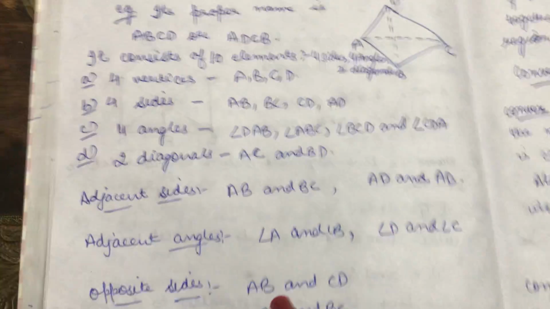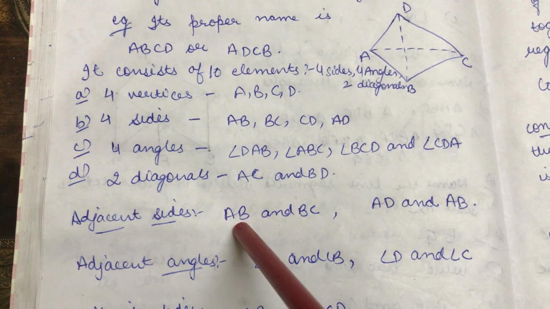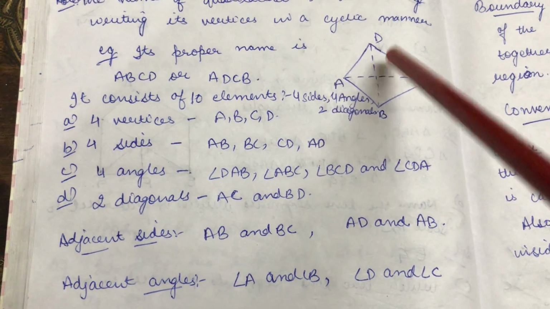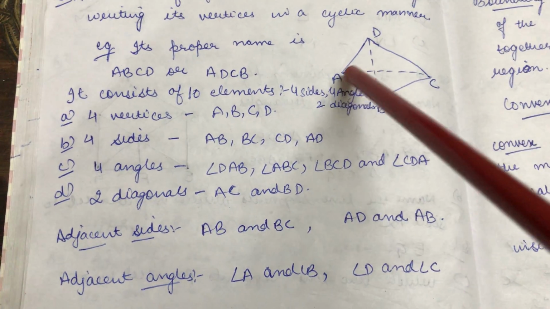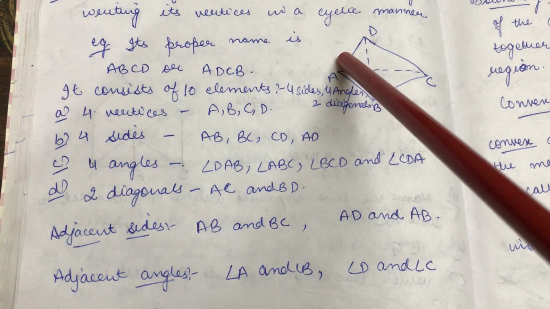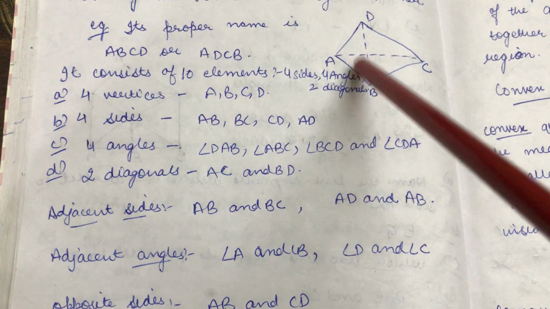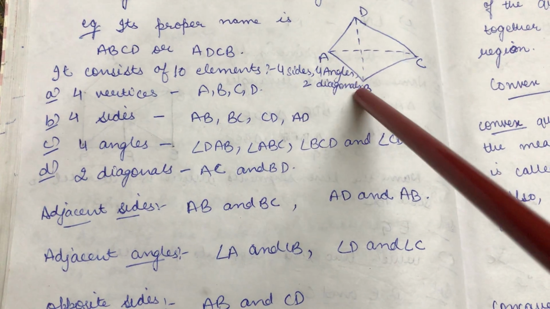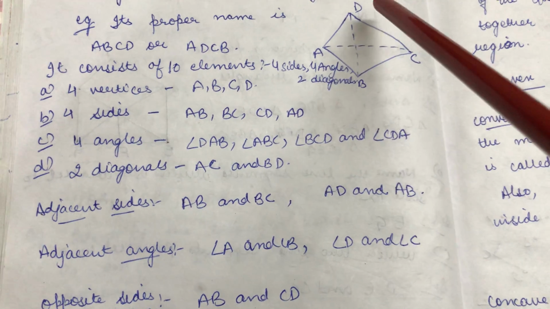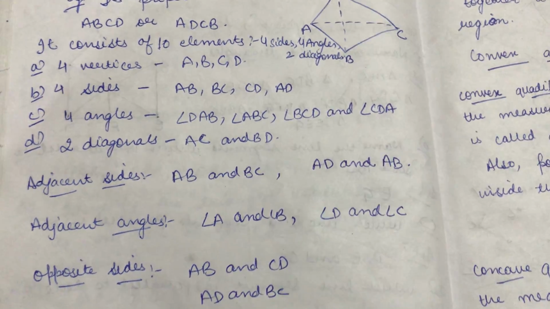Next we have adjacent sides. Adjacent means the sides which have a common vertex. AB and BC are adjacent, BC and CD are adjacent. Similarly, AD and DC, AD and AB, they are adjacent sides. Adjacent angles. Now this angle and this angle, means angle DAB and angle ABC, they are adjacent. Similarly, angle ABC and angle BCD, they are also adjacent. So adjacent angles are the angles which have the common arm, which have the common side.